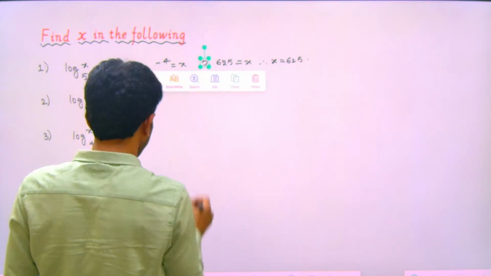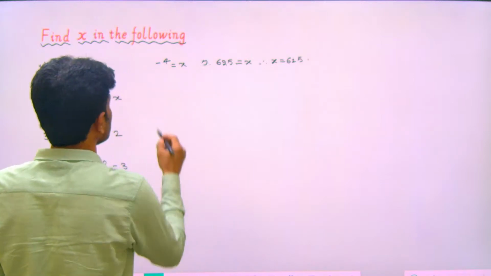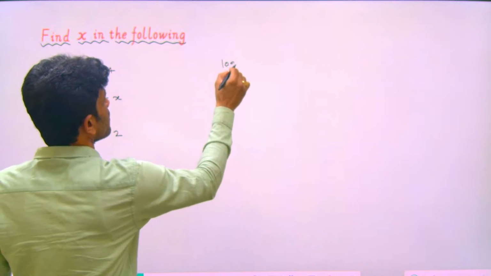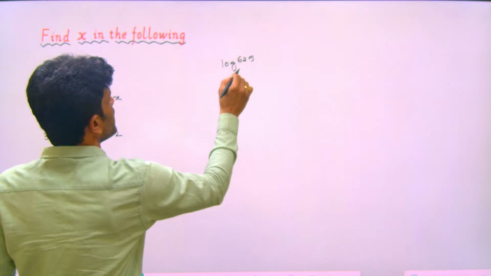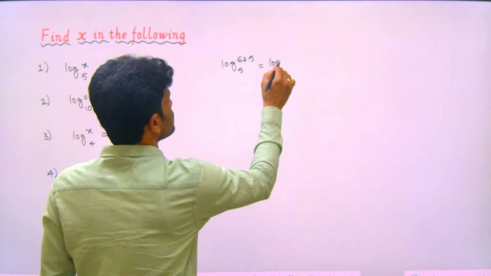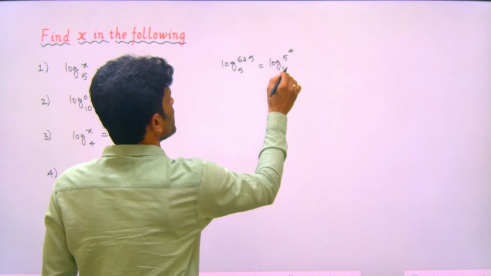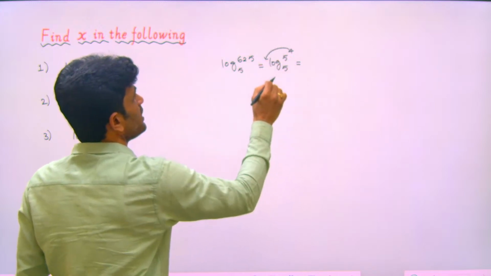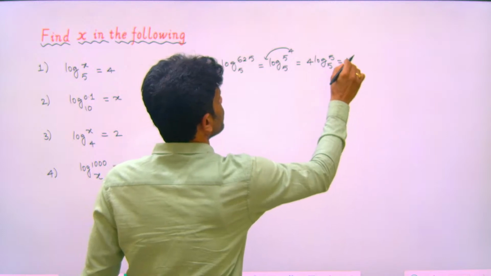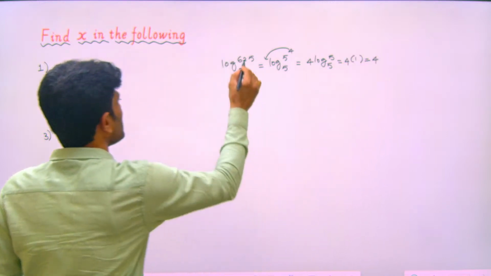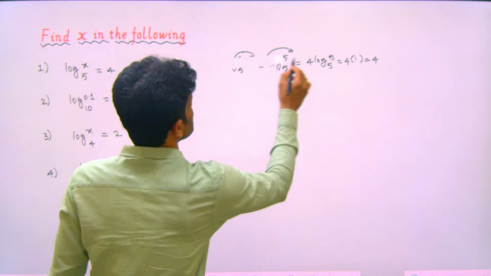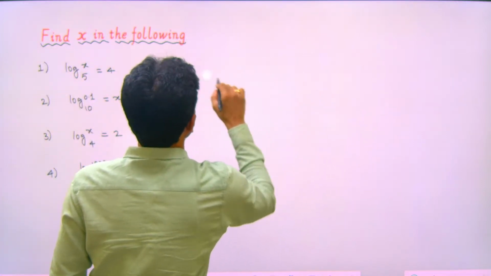Just now we have done some problems like this. For example, there, if 625 is there, log 625 to the base 5. What is the result? In the previous process, 625 can be written as 5 to the power of 4 to the base 5. This 4 will come in front. 4 into log 5 to the base 5, that is 4 into 1, which is 4. See, if 625 is there in the place of x, we get result 4. So this is one way, and this is another way.